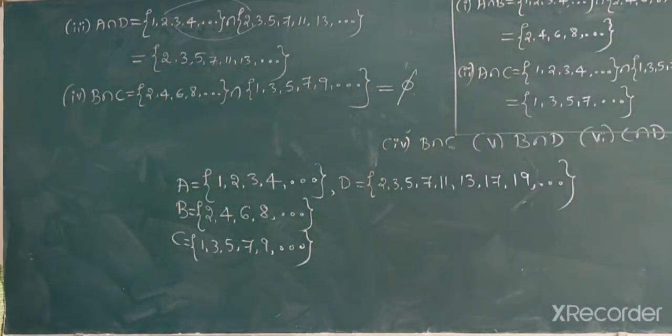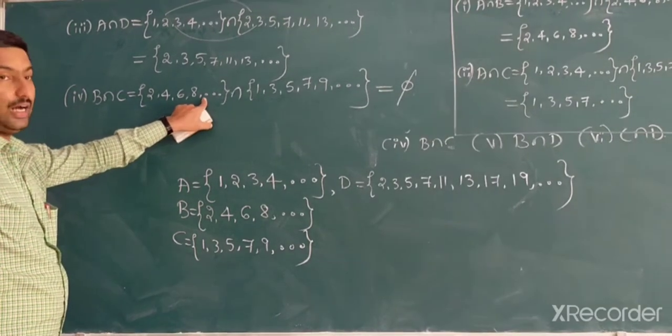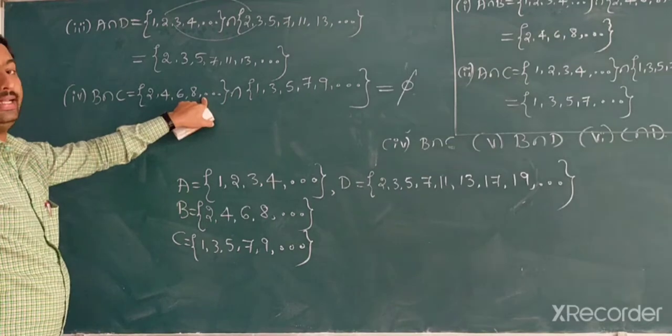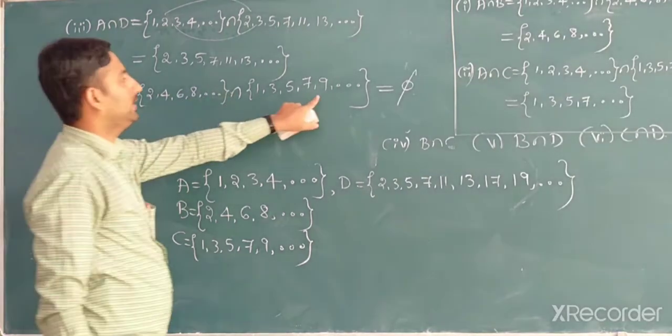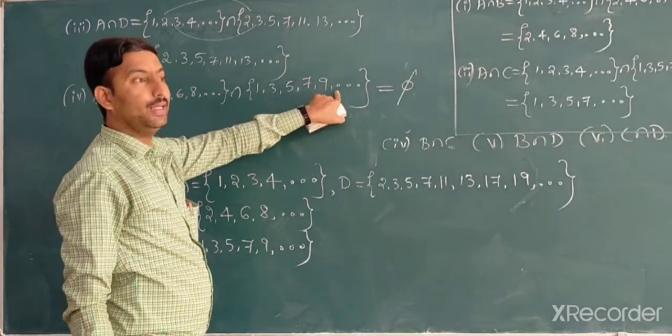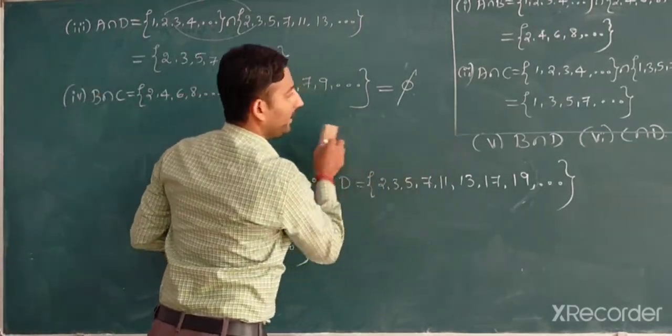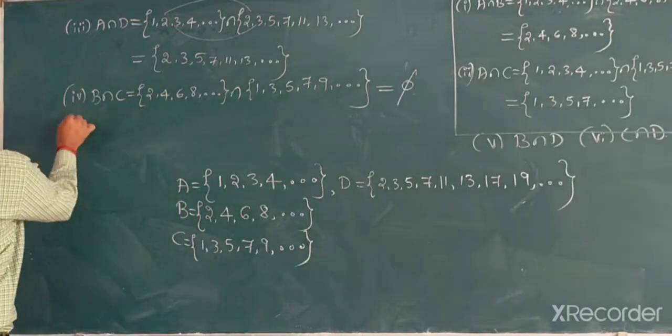Here B is the even natural numbers: 2, 4, 6, 8, 10, 12 like that. Here 7, 9, 11, 13 like that. Empty. That is B intersection C. After that, immediately you have to find the fifth one.